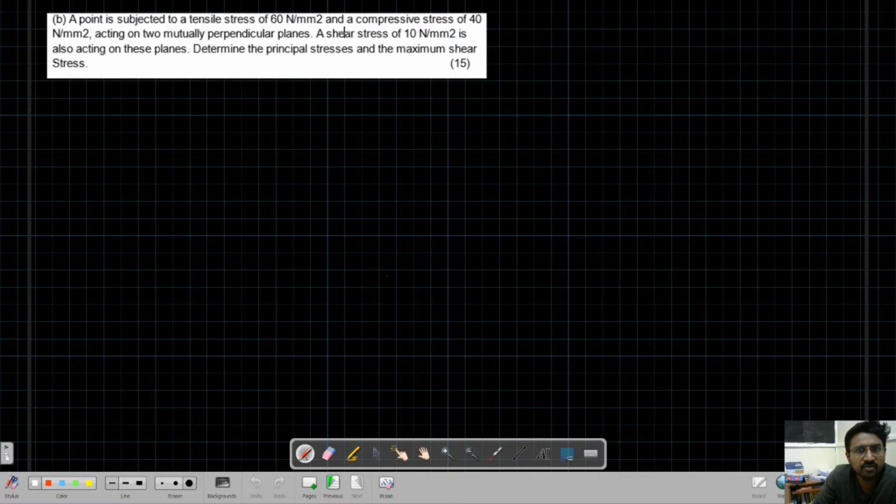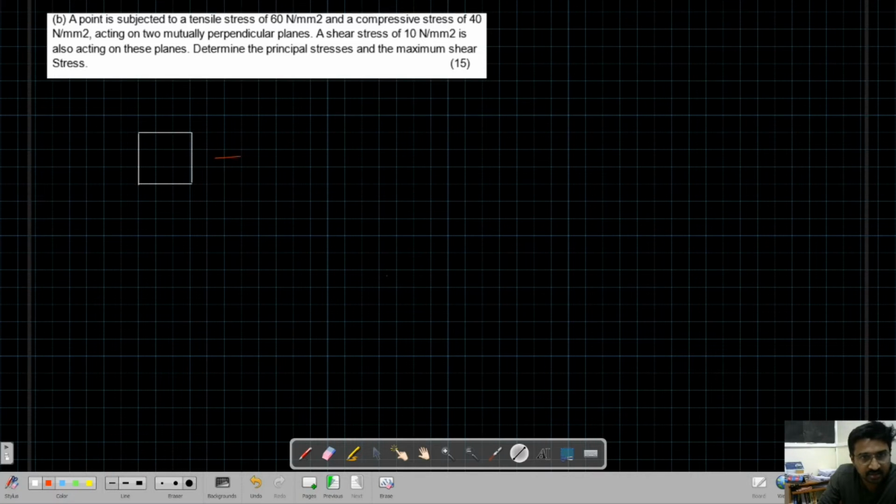Then this is the second part for 15 marks. It is a very easy part. 15 marks you can score very fast. So it is telling a point is subject to a tensile stress of 60 MPa and a compressive stress of 40 MPa acting on 2 mutually perpendicular planes. Right? So they are telling there are 2 mutually perpendicular planes, and there are 2 normal stresses acting on the planes.